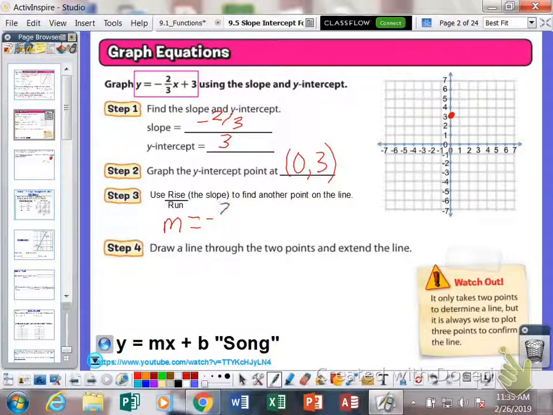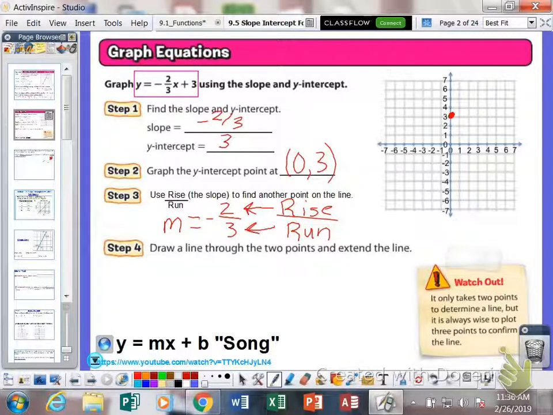It's negative 2/3. Okay? So my 2 is going to be my rise. My 3 is going to be my run. Hence rise over run. But don't forget we have a negative. You can attach that negative to either the 2 or the 3. It does not matter, because you're still going to get the same graph.